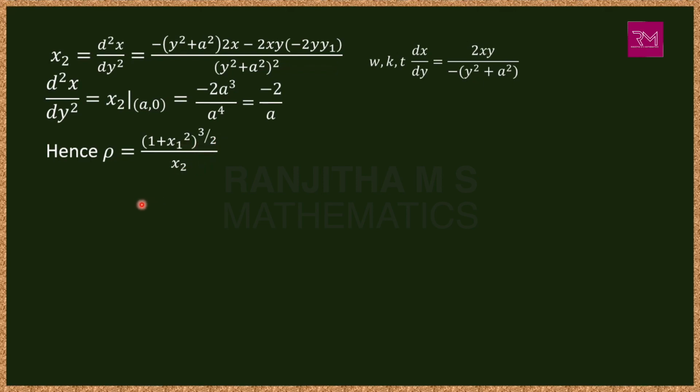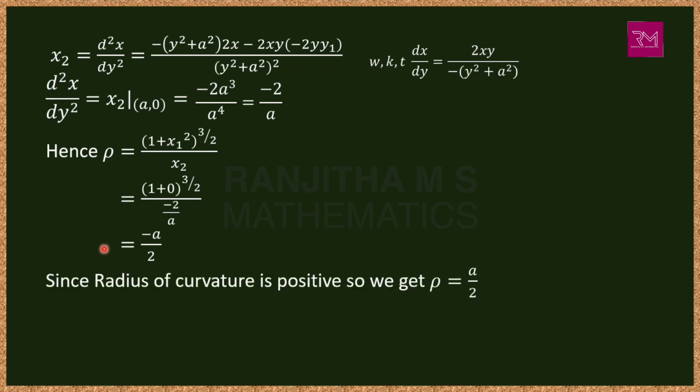Substituting x1 as 0 and x2 as minus 2/a, we get (1 + 0)^(3/2) divided by x2, which is minus 2/a. If we take a to the numerator, we get minus a/2. This is our rho value. But we all know that the radius of curvature is always positive. Hence we get the radius of curvature as a/2. In this problem, we have shown that the radius of curvature is a/2. This completes the problem.